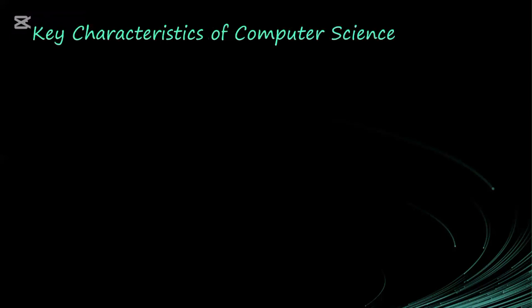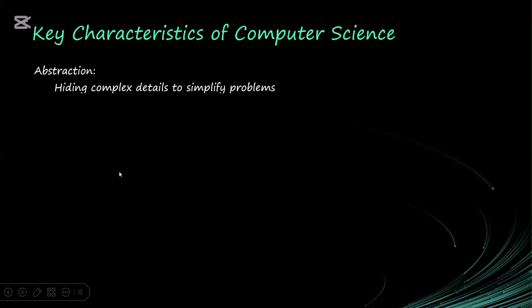So what are the key characteristics of computer science? Abstraction. We are going to talk about abstraction in a separate section where we'll discuss it in detail. But basically, you don't need to understand all the details about something. Sometimes there are hidden details to simplify problems. Just like now, you're using the computer, but you don't know the internal structure of the computer. You don't need to know it. All you have to do is know how to click on icons and perform some operations that your mobile app or your laptop can process.